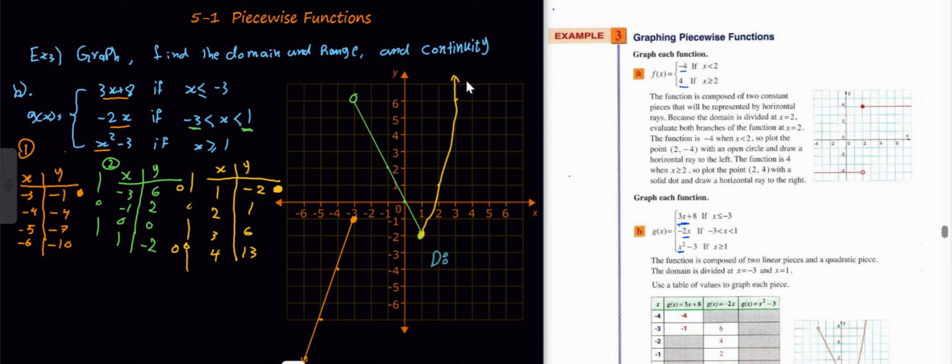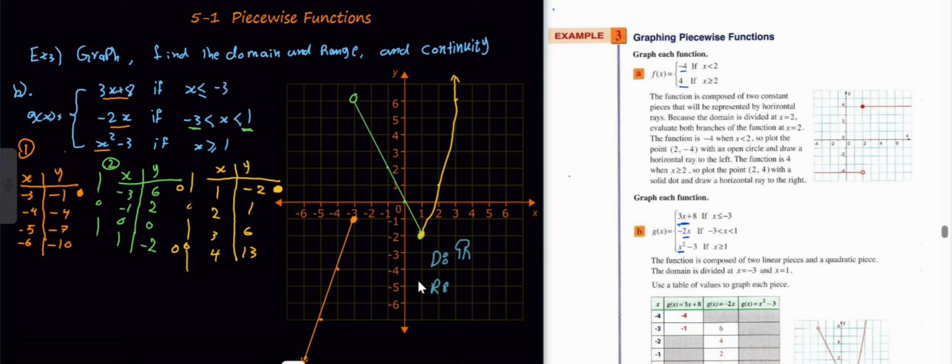This line goes like this according to the x-axis. It goes to positive infinity. So the domain is the set of all real numbers. So this is R. But for the range, look at the range.